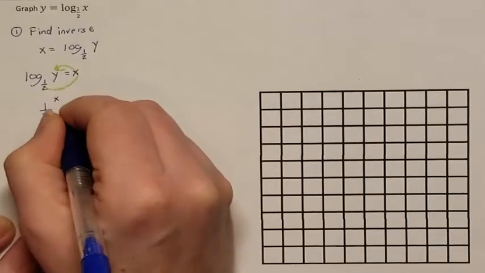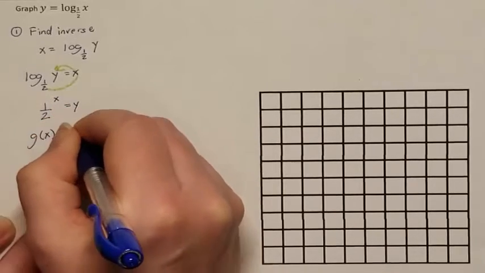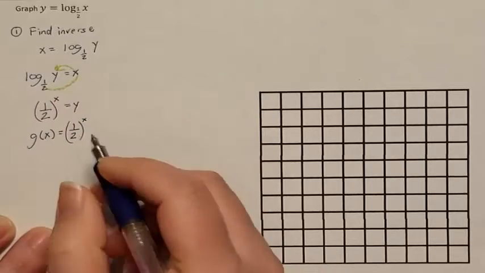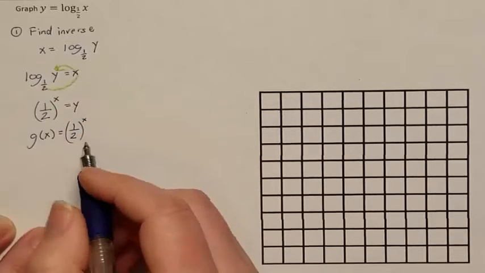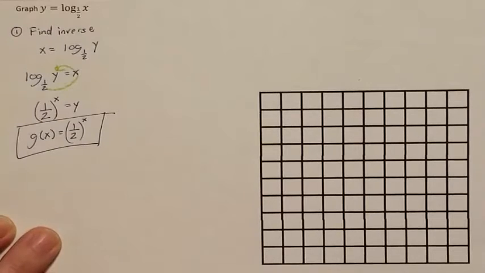So 1/2 to the x power gives me my y. Y is by itself, so my g of x inverse is 1/2 to the x power. We're going to put the whole 1/2 in parentheses because the whole 1/2 was the base. So this right here is my g of x function.